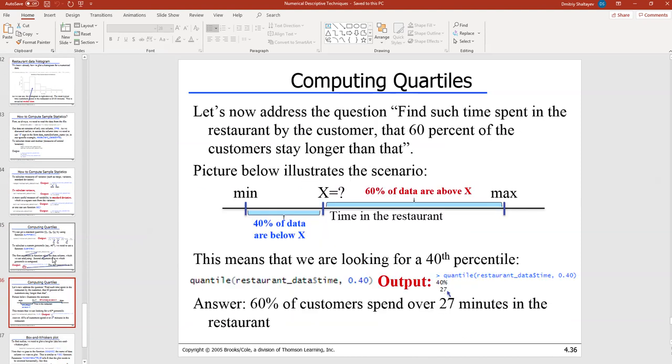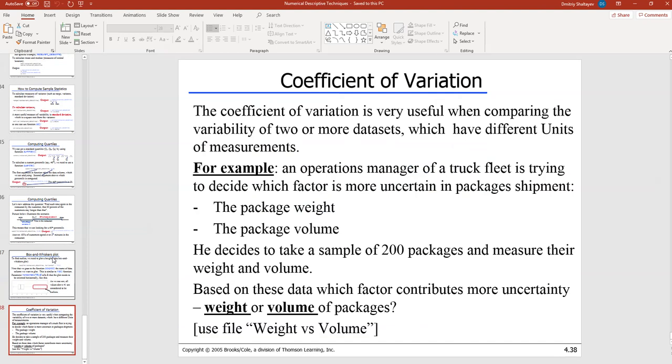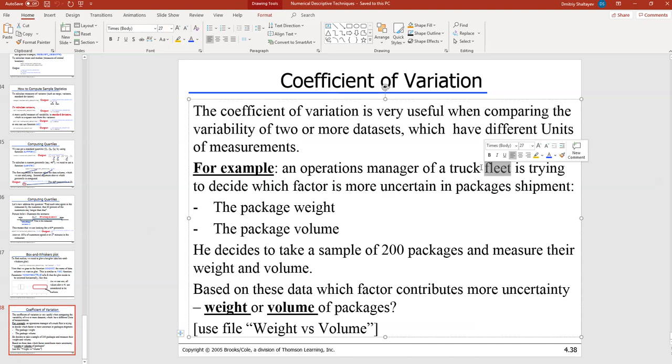But before we finish this lecture, let's discuss yet another problem. It's about the coefficient of variation, as you can see. So here is a problem. The operations manager of a truck shipping company, something like FedEx Ground or UPS, the company that delivers boxes, is trying to find out which is more uncertain in package shipments: the package weight or the package volume?